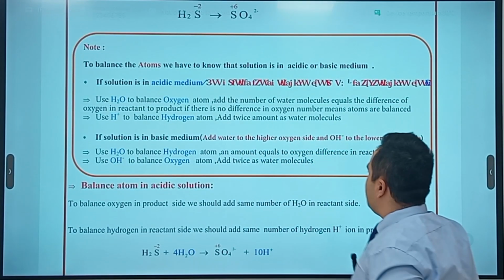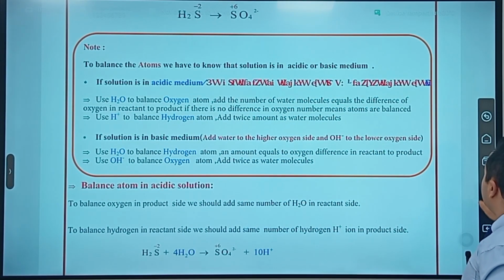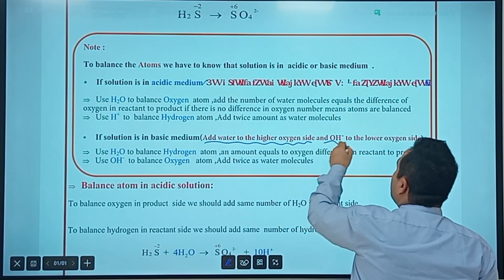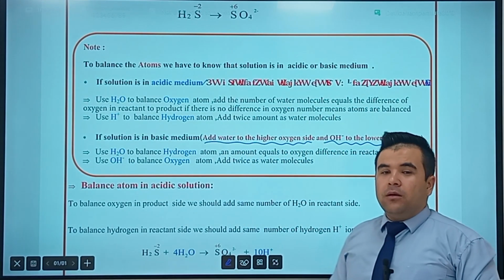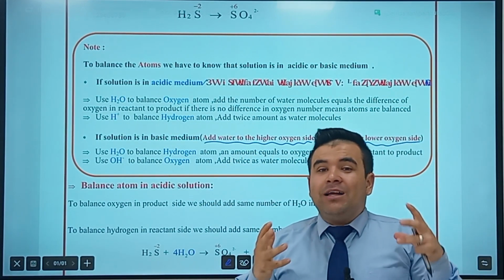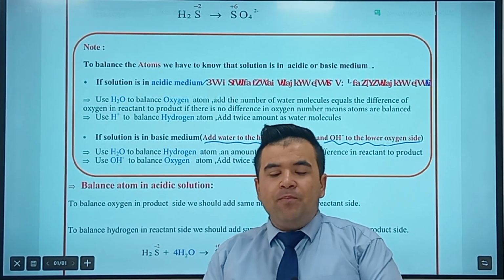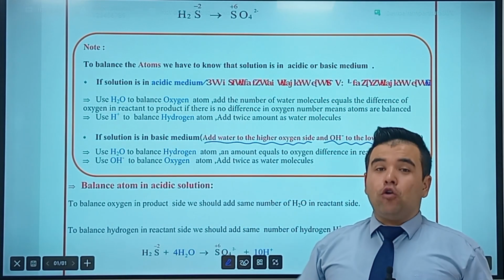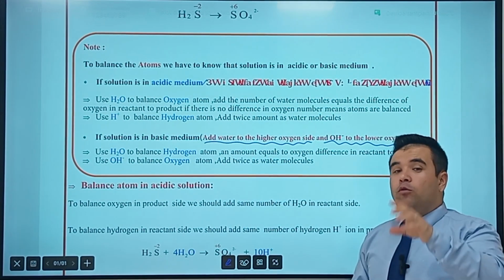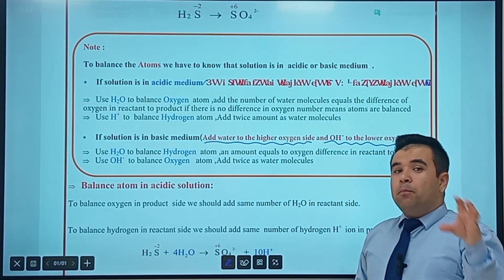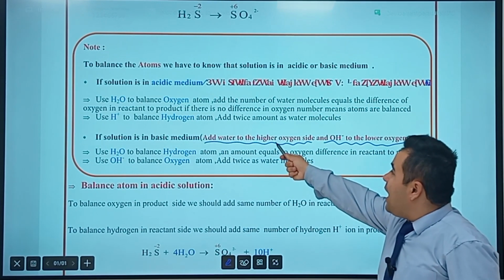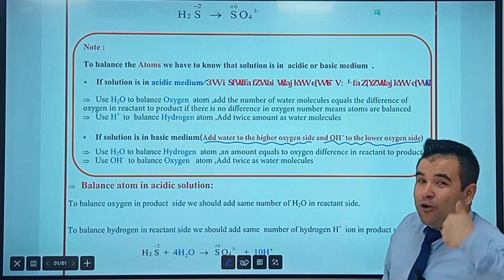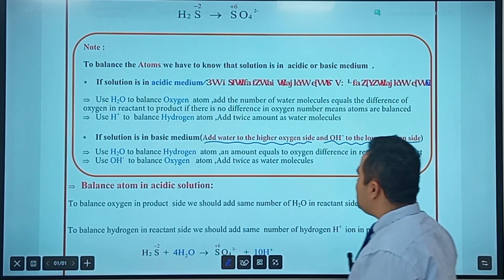How about the basic medium, guys? To balance in the basic medium, add water to the higher oxygen side and hydroxide to the lower oxygen side. We added water and proton for the acidic medium: water to the lower oxygen side, proton to the higher oxygen side. But here it is the reverse. We will add hydroxide with water, but water to the side of the higher oxygen and hydroxide to the lower oxygen side. Why? Because hydroxide contains oxygen, it should be added to the lower oxygen side.